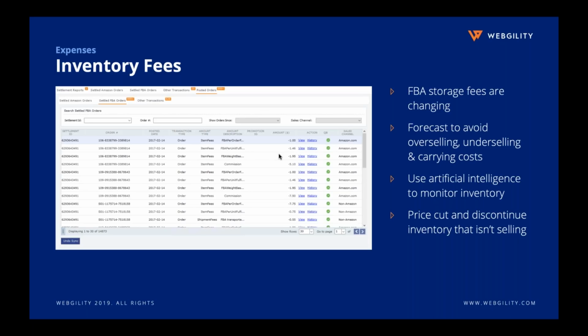You may want to consider a price cut for some of the items. You may want to consider discontinuing inventory that isn't selling, especially if you're incurring fees on them and that inventory is not moving, then really you're just paying fees on inventory to sit in Amazon's warehouse. So pull them back and take care of them yourself, or do a price cut and get rid of them, even depending on the costs of those products.